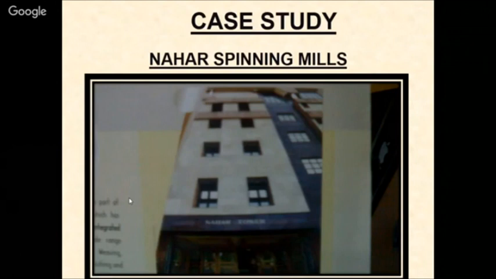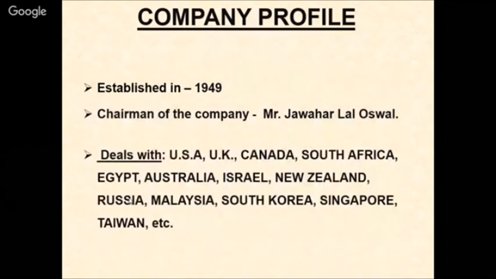This is Nahar Spinning Mill. This is a textile manufacturing company which was established way back in 1949, and the chairman of the company is Mr. J.L. Oswal. They are exporting their textiles to various countries throughout the world. Some of them are listed here.